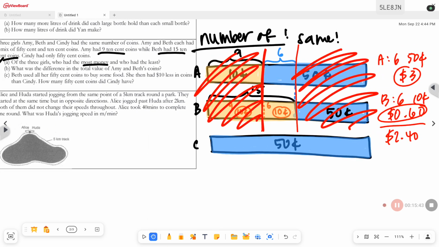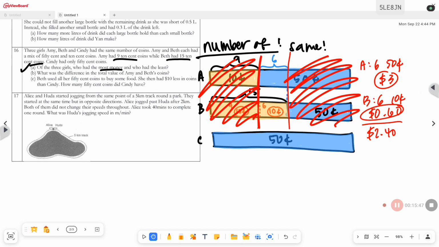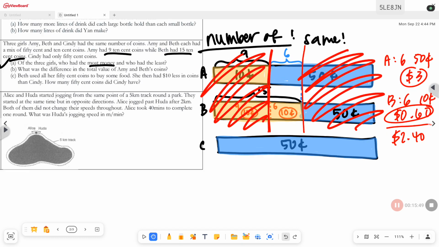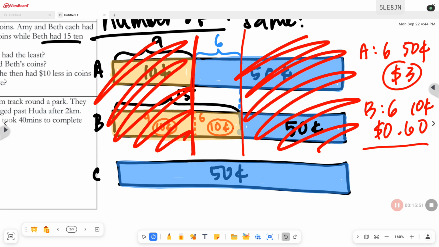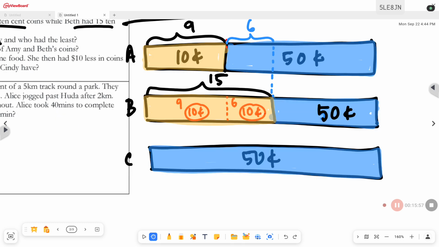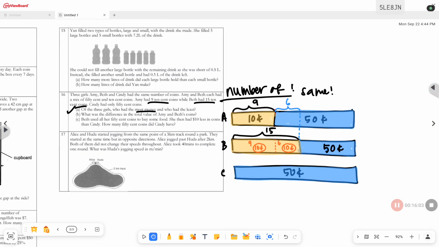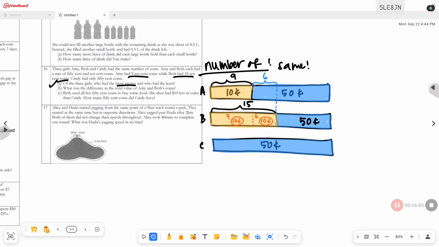So now let's move on to C. C is very, very tricky. I hope you have already copied. Now I'm going to use the same thing back, because I need the same thing. Right now, they say that Beth used all her 50-cent coins. So Beth used all her money, okay? And they say that, not all her money, only 50-cent coins.